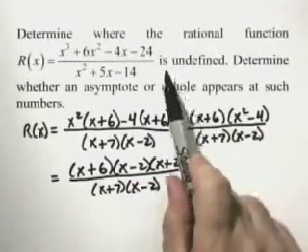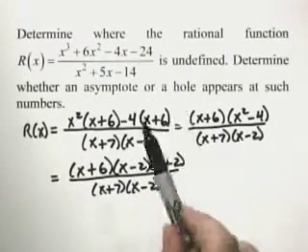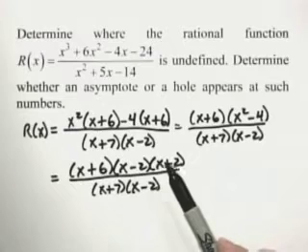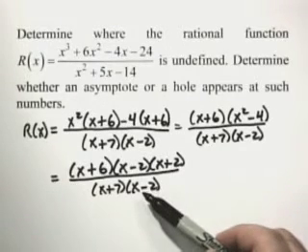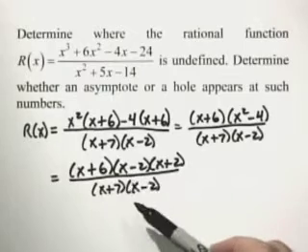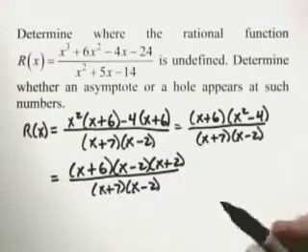Now our first step is we're trying to find all the values where the rational function is undefined. When we do that, we do not cancel any common factors that might exist. We notice that there is a factor of x minus 2 in the numerator and the denominator, but we don't cancel those until we've listed all our values where the function is undefined.